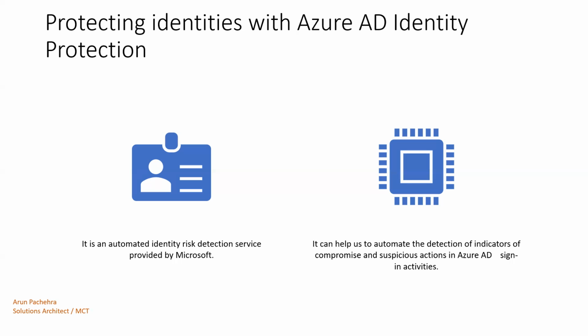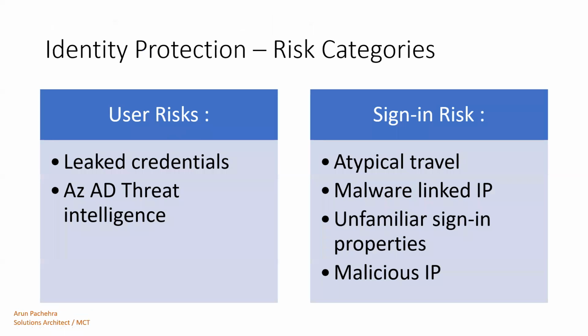Now, let's check, because we are talking about risk detections all the time. If you talk about Azure AD Identity Protection, we need to understand the risk categories. So let's jump on to the next slide. Pretty big, huh? That's okay, just be with me. Let's understand the concept of risk. All right, so risk categories. We got two kinds of categories: user risk and sign-in risk.